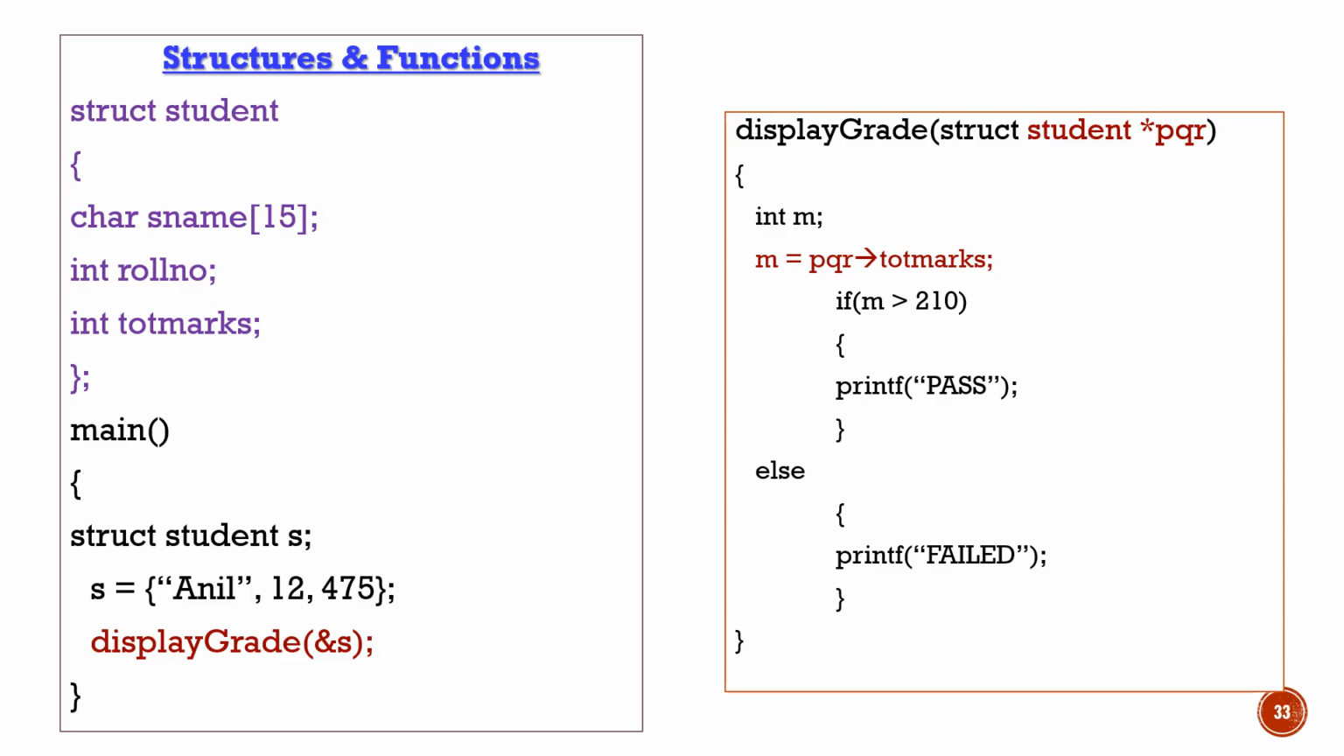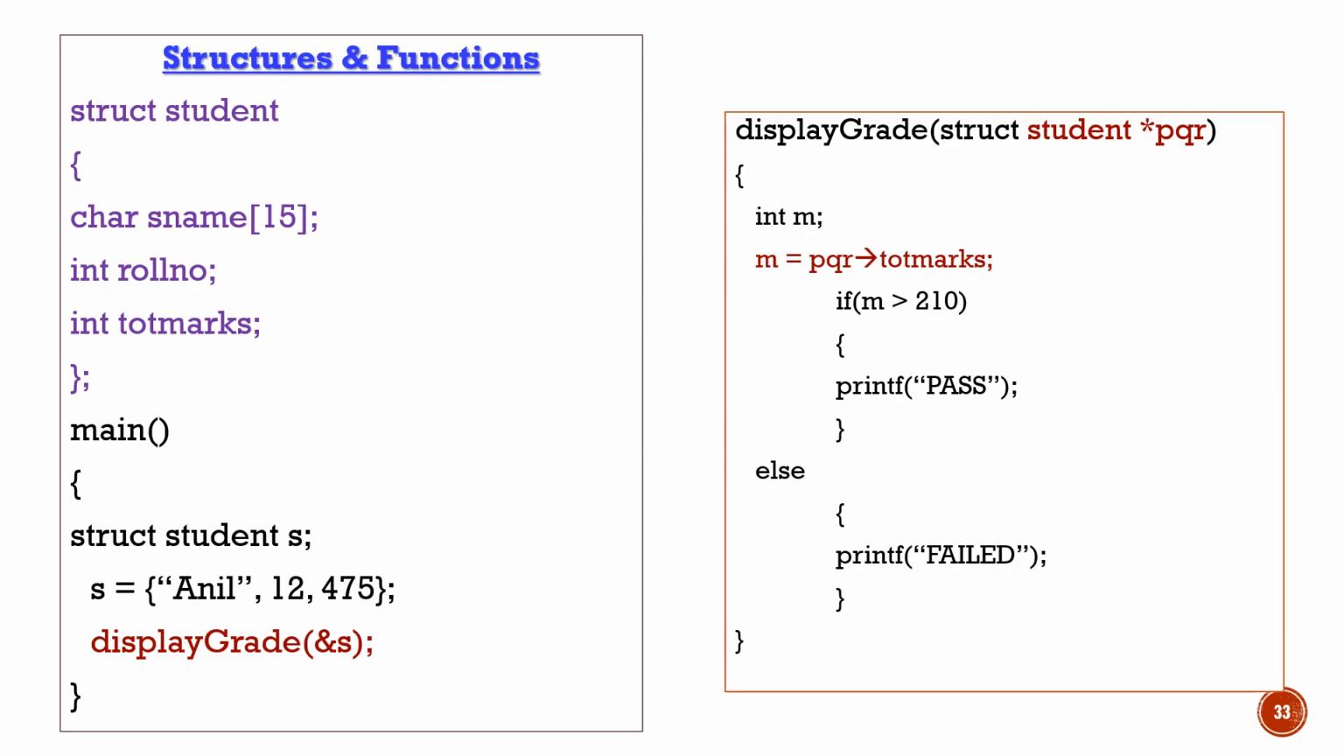This is a small illustration program. We are creating a structure by the name student with three members: char sname, int rollno, int totalmarks, close the braces, semicolon. So we have a structure type known by the name student. Then comes our main program, and in the main program we are creating an instance of the structure by the name S, and S is initialized with values Anil, roll number 12 and total marks 475.